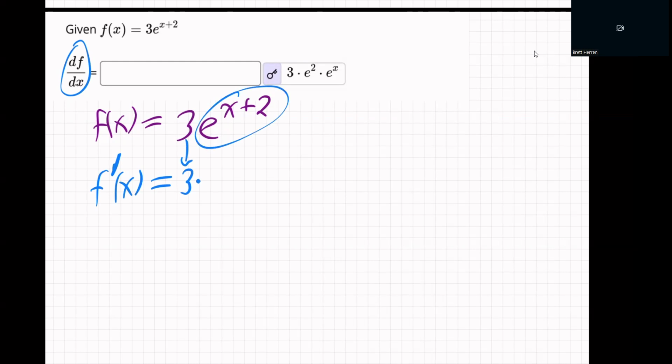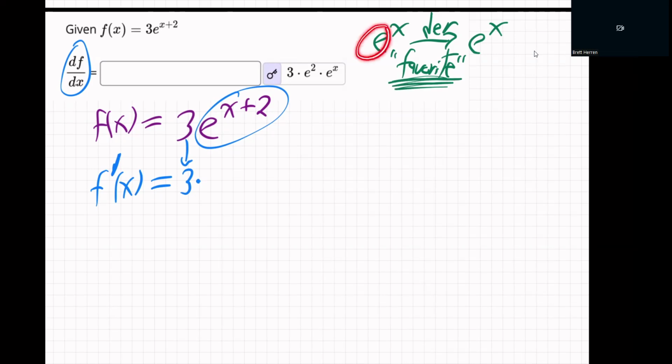Well, you probably remember the derivative of e to the x, the general rule is it does nothing. I always call him our favorite. So e to the x is our favorite derivative. He does nothing. E is a very special number.